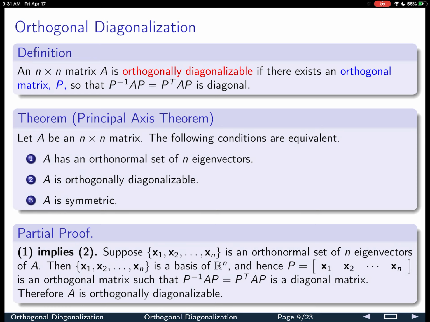And these proofs are okay. I think the one that is the most interesting is this one. So the fact that 2 implies 3. Let's go back here real quick. Why does a matrix being orthogonally diagonalizable imply that the matrix is symmetric? Let's go ahead and take a look at this one.